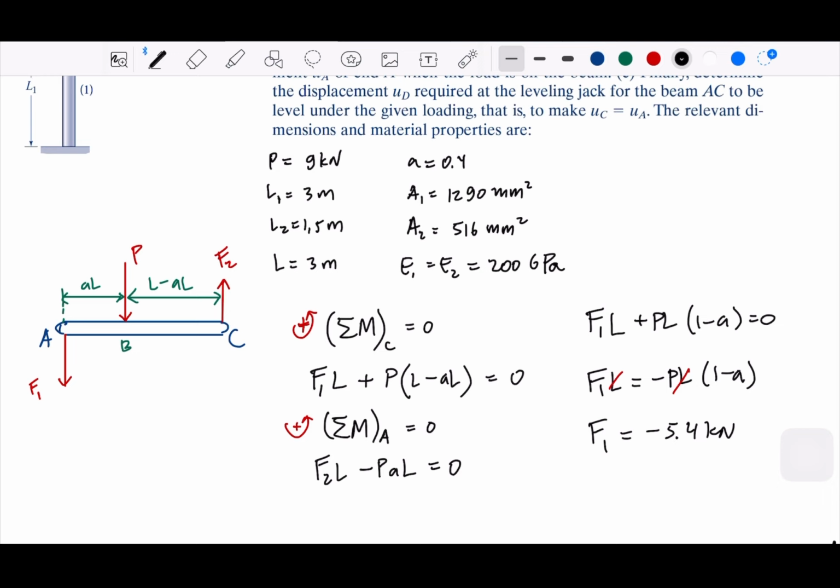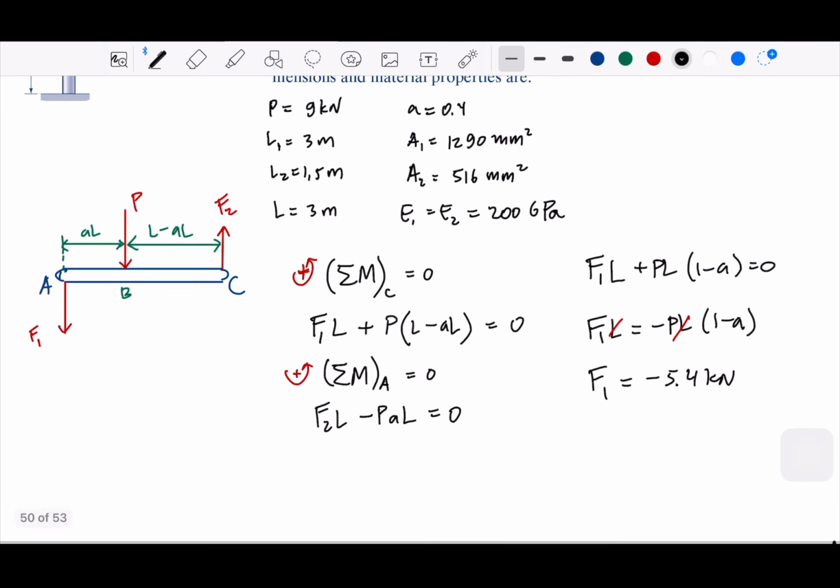So we have negative 5.4, and then do the same thing for the F2. So F2 is equal to PA. F2 is 9 and 0.4, sorry, 0.4. 9 times 0.4 is 3.6, right? 36 kilonewton, okay.